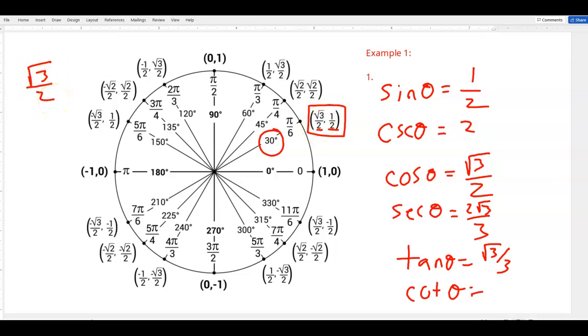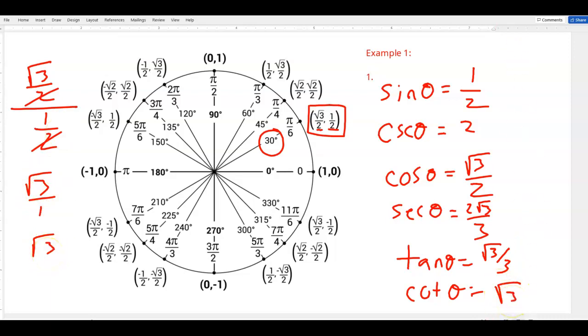So cotangent is the x value over the y value. It's the same thing, it's just that it's flipped now. And instead of just showing my work, I'm just going to cross those 2's off like I told you. And what I'm left with is radical 3 over 1, which is just radical 3. So I'm all done.